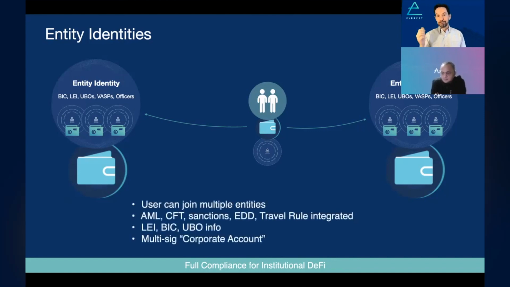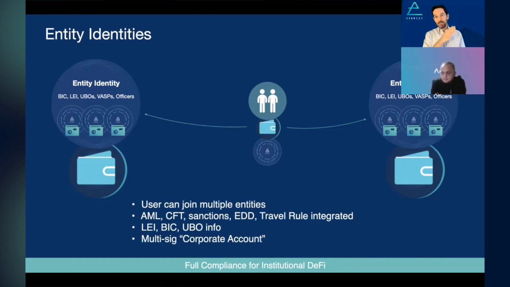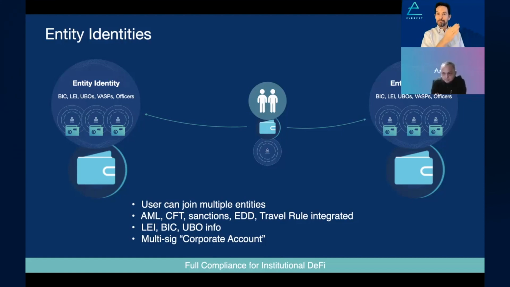And so you can join multiple entities. We do the full KYC, everything attached to the corporate identity and the user identity. Like I said, adding LEIs to everything or BICs makes it really easy. And ultimately, that account can be multi-sig. So you can actually start from an institutional point of view, you can start pushing money into AAVE.